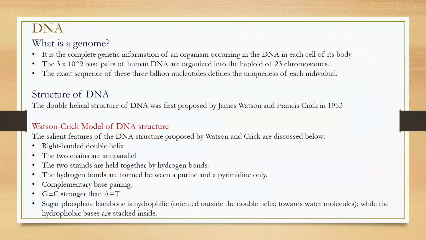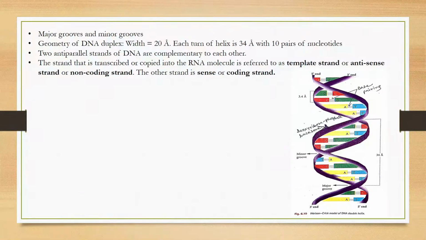The deoxyribose and the phosphate groups are hydrophilic. The sugar phosphate backbone is hydrophilic in nature, hence it is on the outside of the double helix, orienting towards the surrounding water molecules, and the hydrophobic bases are stacked inside. So you see these two strands, one runs from the 5' end towards the 3' end, and the other strand from the 3' to the 5' end. They wind around each other in a double helix pattern.